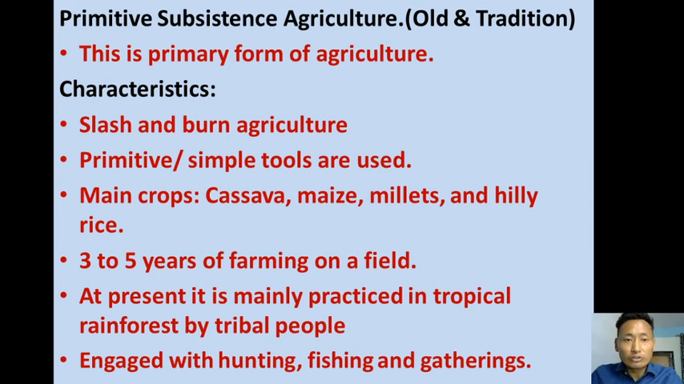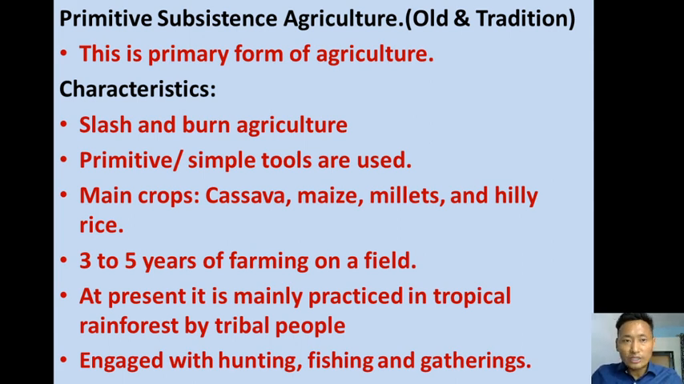After that, again, they will move to another area, and again they will do slash and burn, and again they will cultivate for 3 to 4 years, and again they will move to another place. Sometimes they will move back to the previous agricultural land also. So because of that, this type of primitive subsistence agriculture is also called shifting agriculture. Why? Because every 3 to 5 years they are moving from one agricultural land to another agricultural land.